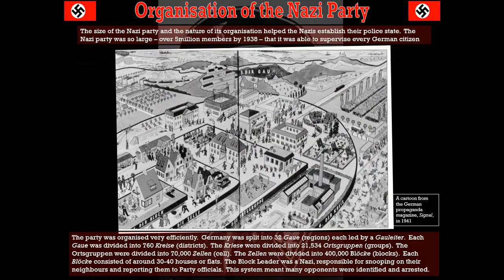The block leader, the person in charge of the block, was a Nazi, and they were responsible for keeping an eye on their neighbours, snooping on them, and reporting them to party officials if they broke any rules or looked suspicious. Now, 30 to 40 households is approximately 100 to 120 people, roughly speaking. And what you've got there, then, is a fairly easy way of keeping track of things. Your neighbourhood busybody was likely to join the Nazi party because it gave them a reason to be a busybody. It gave them a reason to exist. It allowed them to identify opponents very quickly, real or imagined, and then arrest them very quickly too.